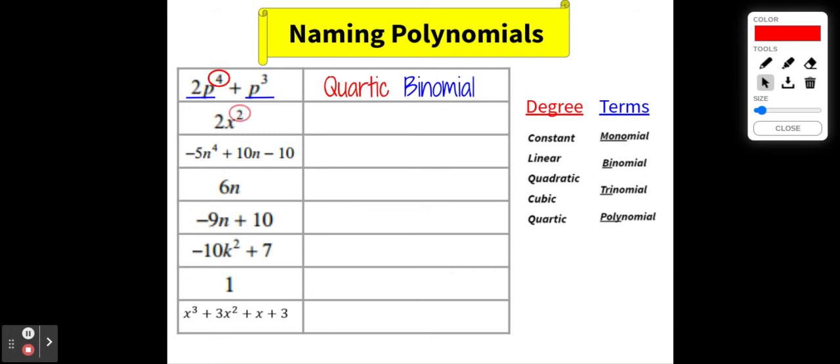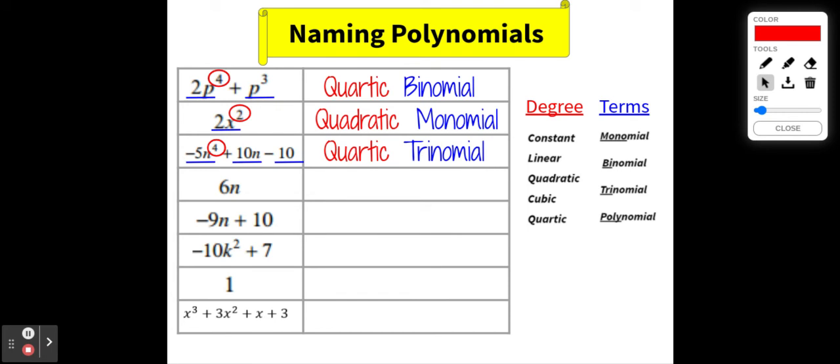On the second one, do you see that the exponent is 2? So this is a second degree polynomial, a degree of 2, which is called quadratic. Then, being that there's only one term, we call it a monomial because the prefix mono means 1. So this is a quadratic monomial. In the next example, the very first term is to the fourth power, so it's a degree of 4, a quartic. But notice there are 3 terms, so we call it a trinomial. This would be a quartic trinomial.